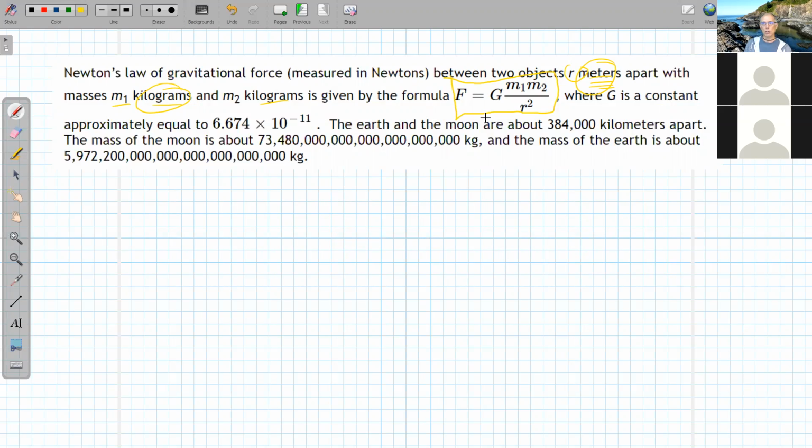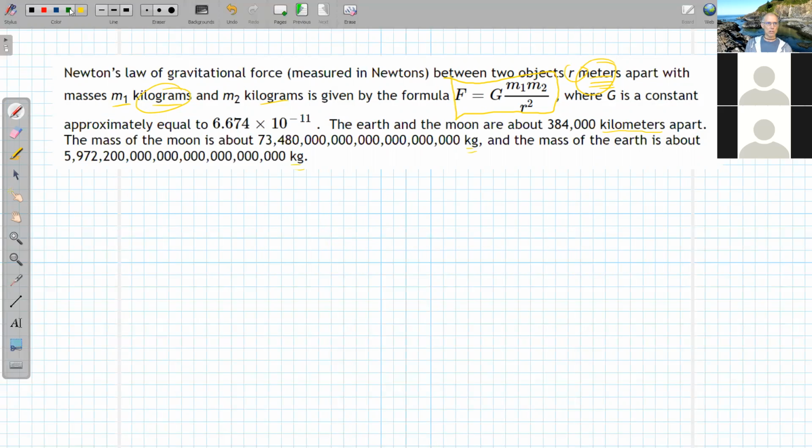Let's see, the Earth and the Moon are 348,000 kilometers apart. And okay, so that looks like kilometers versus meters. Oh, so we have a conversion, meters versus kilometers. We'll have to figure that out. Mass of the moon is, whoa, that's a lot of kilograms. And then the mass of the Earth is a lot of kilograms. So I might use scientific notation here, like they give up in the top, so that I don't miss any zeros. We have a few different ways we can plug this in.